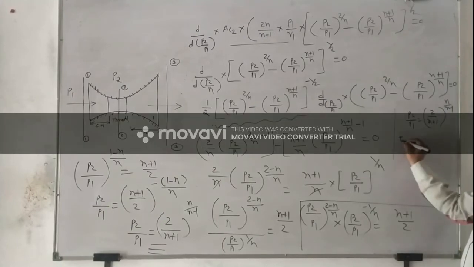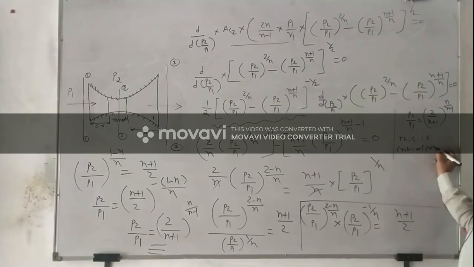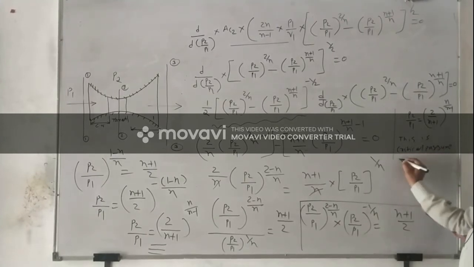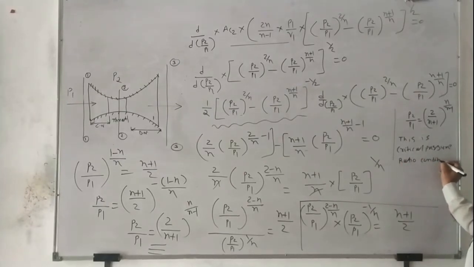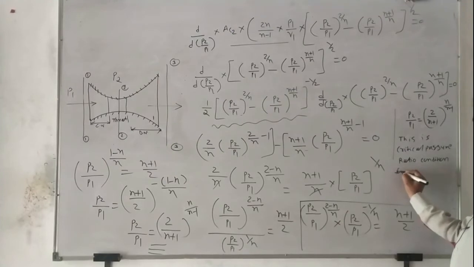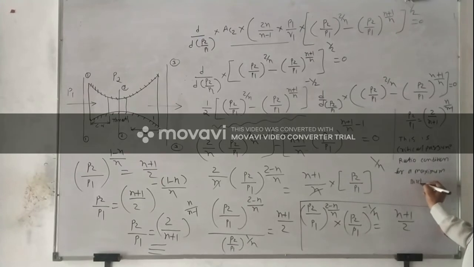So this is the critical pressure ratio condition for a maximum discharge. Yes or no? Yes. So clear boys? Okay.